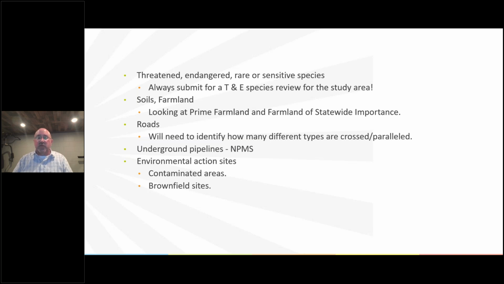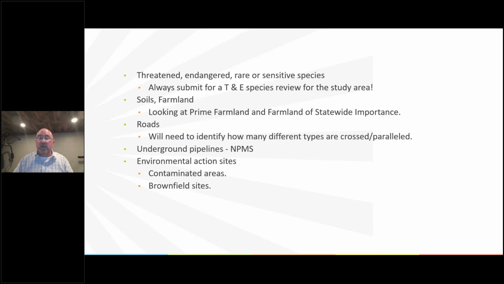So we want to look at soils and farmland. We're looking at prime farmland and farmland of statewide importance. This could affect how you cross your farm fields to get to your right-of-way. The farmers really want that soil, so they may want you to windrow it off to the sides. The problem is now you've got a big bath. So you need to make sure to deal with that.